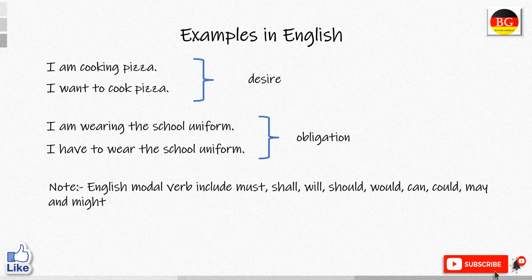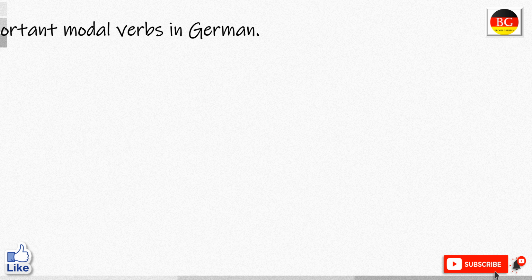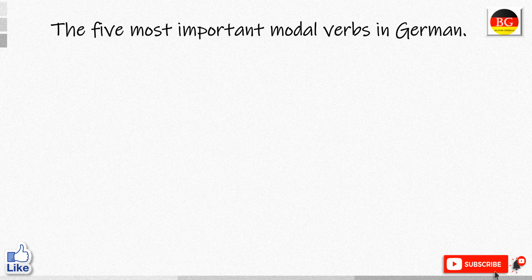English modal verbs include must, shall, will, should, would, can, could, may and might. Yes, that you all know. Now let's see about the German language. 5 most important modal verbs in German language. Modal verbs in German.